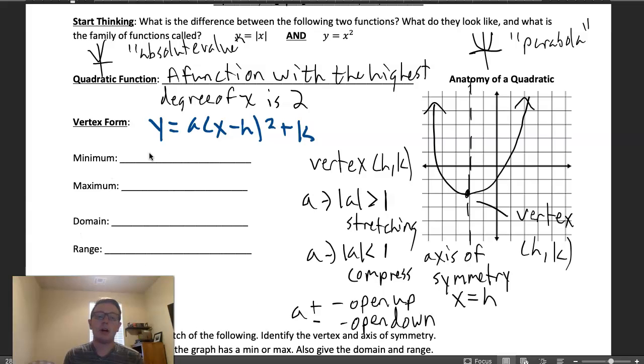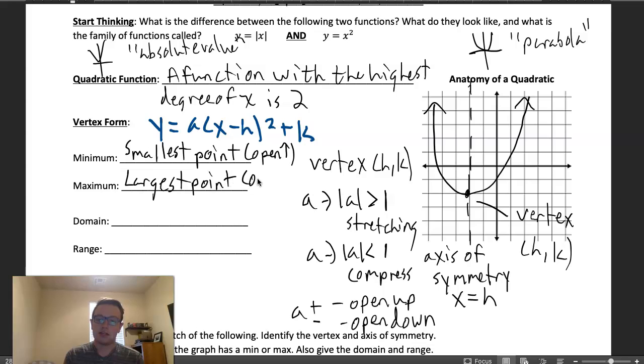Now the minimum is the smallest possible point. This will only occur on parabolas that open up. The maximum has to be the largest point, and it's only the largest if it's opening down. The vertex will always be the maximum or minimum value here. So it'll be a minimum, the smallest point, when it's opening up. It'll be a maximum, the largest point, when our parabola opens down. And these will both always be the vertex.